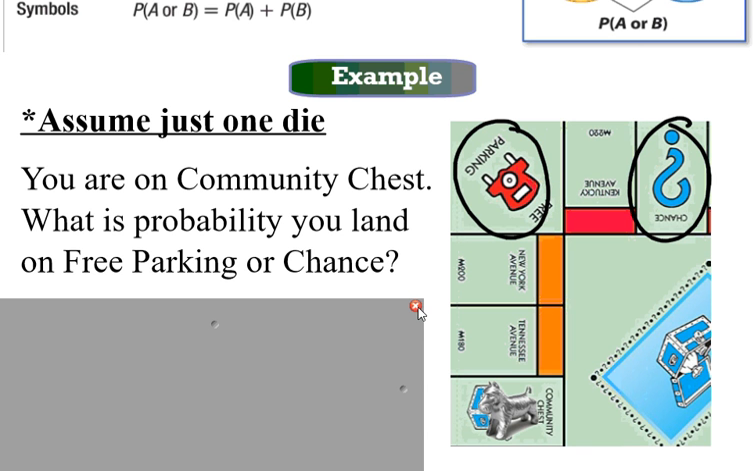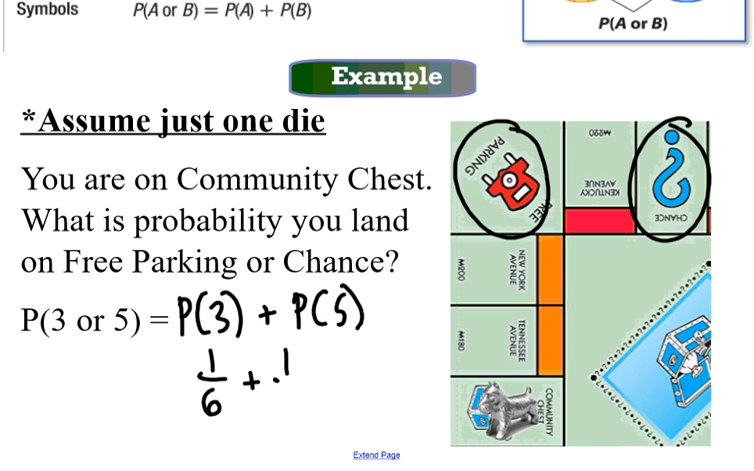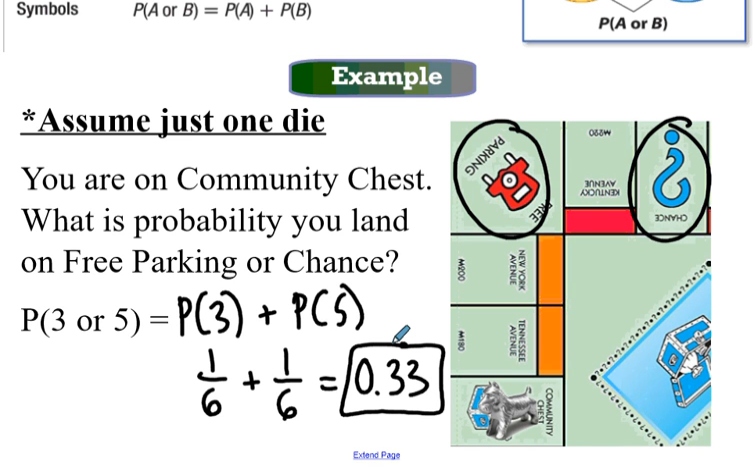Since those events cannot occur at the same time, those events are mutually exclusive. All I need to do is add the probabilities of the two events. So probability of 3 would be a 1 out of 6 probability. Probability of getting a 5 is 1 out of 6, so we get a 2 out of 6, which is a 0.33 probability. 2/6, 1/3.